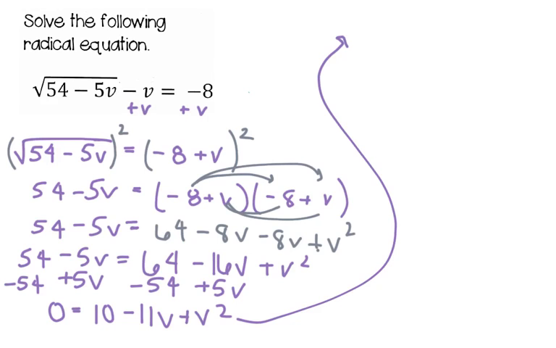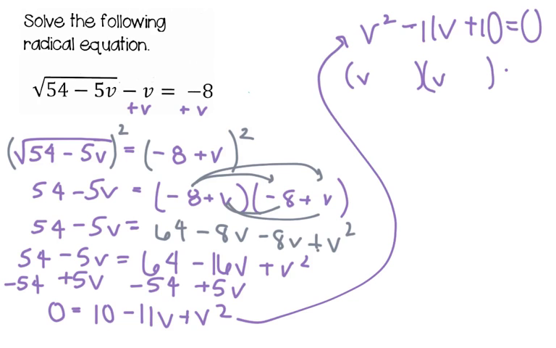I'm going to move up here to finish my problem. So I've got v squared minus 11v plus 10 equals 0. I didn't change anything here. I just reordered it because I like having it in standard form before I factor. And now I'm going to factor this. So leading coefficient is 1. So I'm just looking for what multiplies to give me a positive 10 and adds to give me a negative 11. That's going to be negative 10 and negative 1.